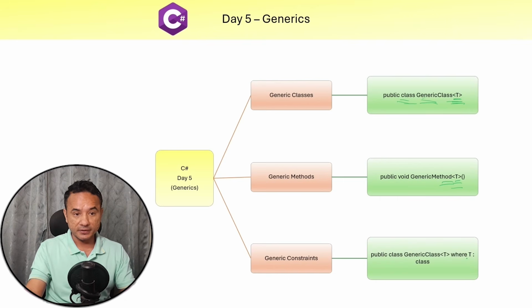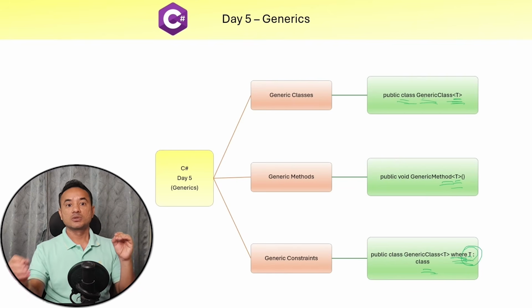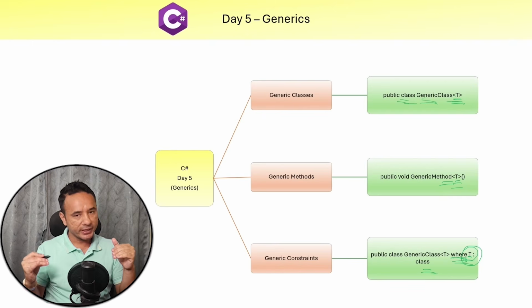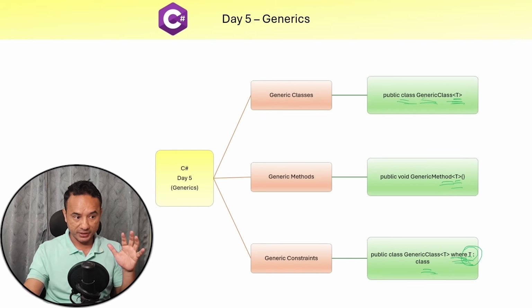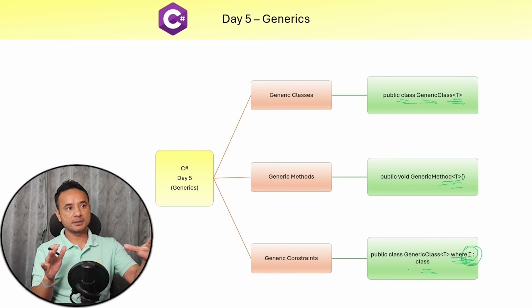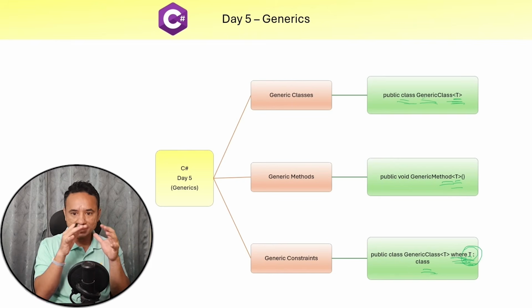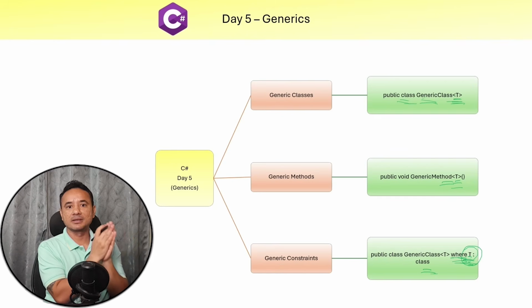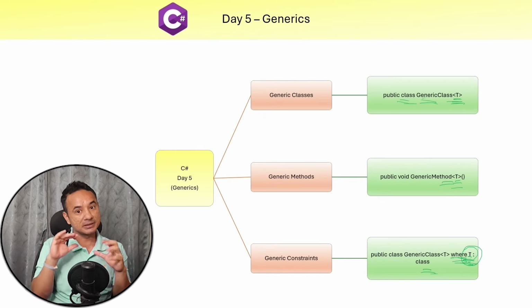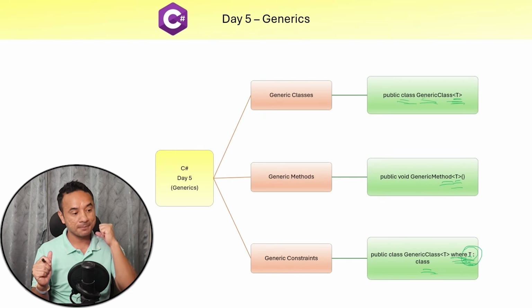For example, here this where T : class means only reference types can be used as this T. So only class, interface, delegate, array, or string will be allowed as this type. But values like integer, boolean will not be allowed as the type parameter for this generic class. So by using constraints you can restrict and control the type of parameter in your class. Otherwise, if you don't want some types to be entertained by the class, then you will use these constraints.